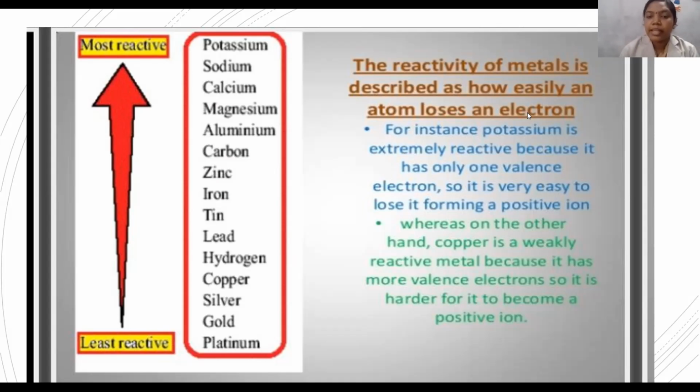For instance, potassium is extremely reactive because it has only one valence electron, so it is very easy to lose it, forming a positive ion. Whereas, on the other hand, copper is a weakly reactive metal because it has more valence electrons, so it is harder for it to become a positive ion.